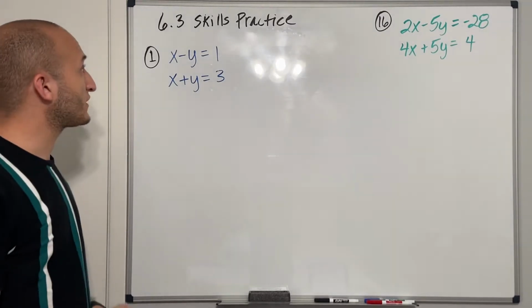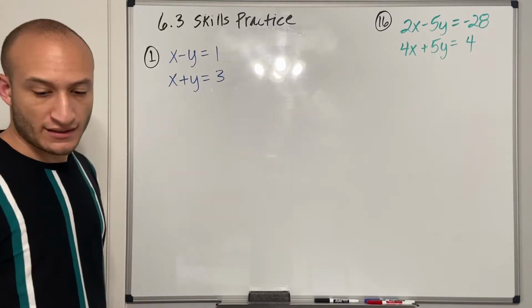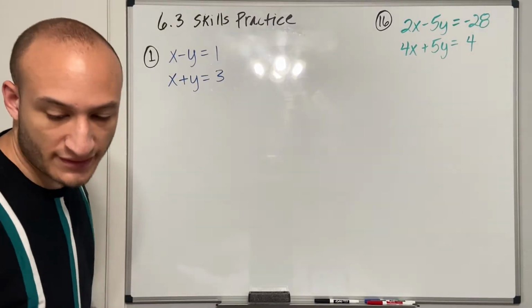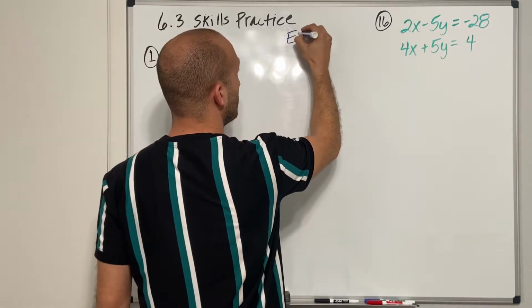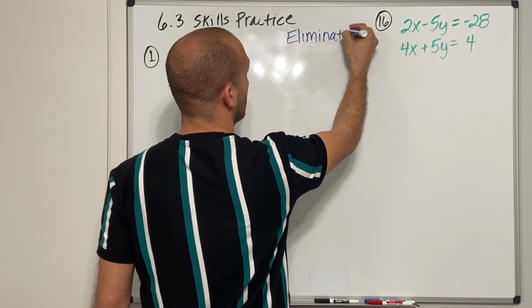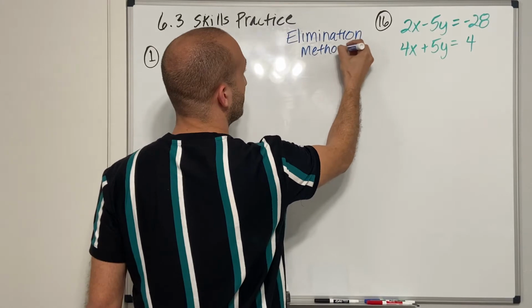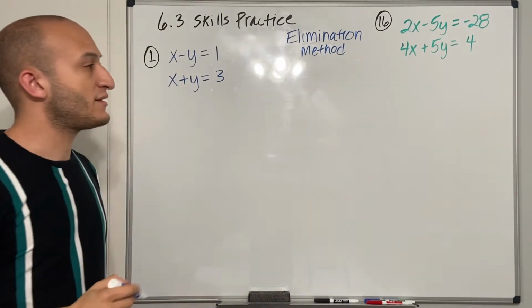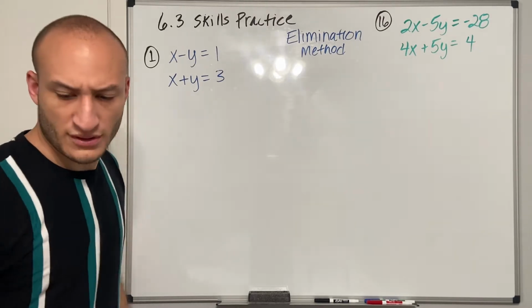Let's continue with 6.3 skills practice. Here we're gonna use the elimination method. So I'm gonna write that out here. We'll be using elimination. So this is the elimination method. It's a little different from substitution.